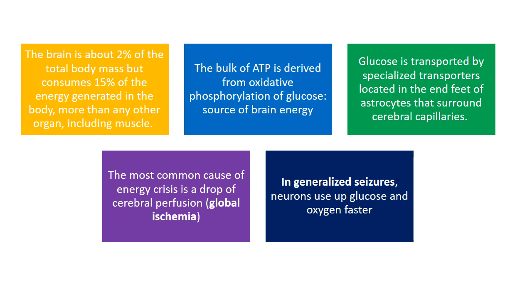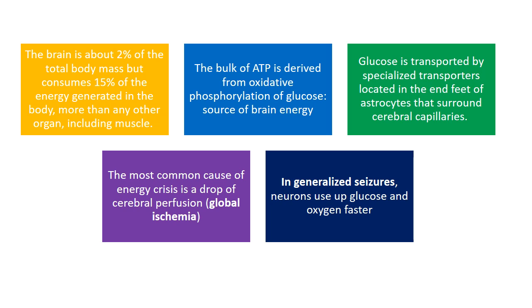The brain is about 2% of the total body mass, but consumes 15% of the energy generated in the body, more than any other organ, including the muscles. The bulk of this ATP is derived from the oxidative phosphorylation of glucose, which is the main source of energy for the brain. This glucose is transported via the blood-brain barrier, which is composed of the astrocytic end feet and the cerebral capillaries, typically the tight junctions.